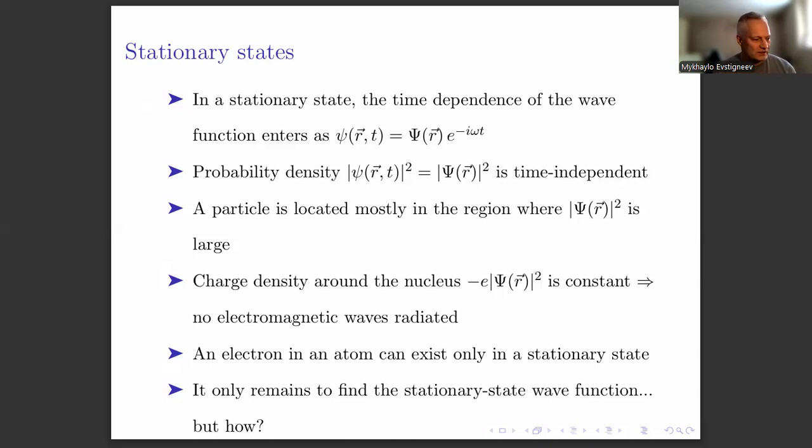And so we have solved one of the problems pertinent to Bohr's model, that orbiting electrons should be emitting electromagnetic waves. No, they should not, because electrons are in stationary states. The charge density doesn't change. It only remains to figure out those wave functions in the stationary states. But how do we do that? And we will discuss that in the next lecture.